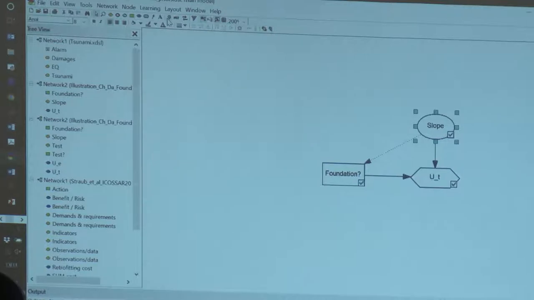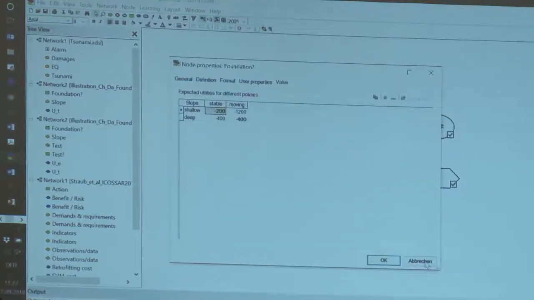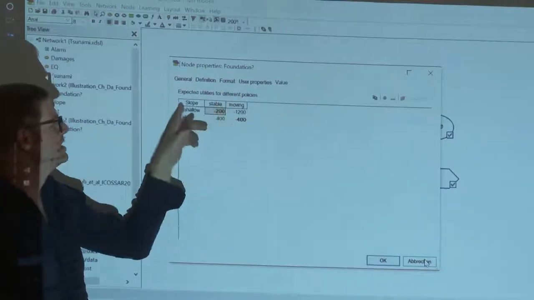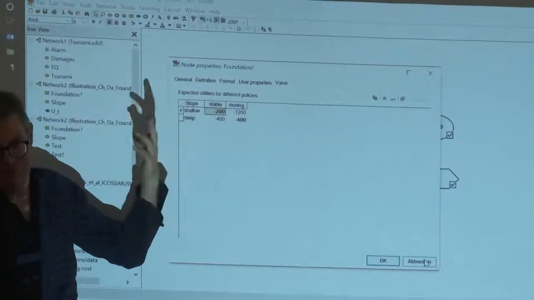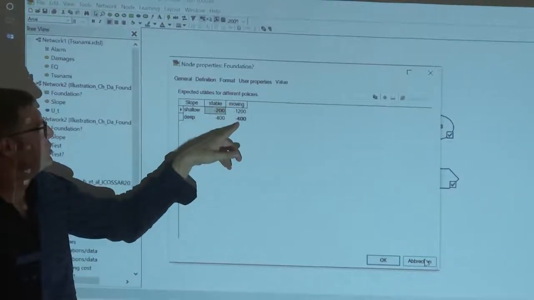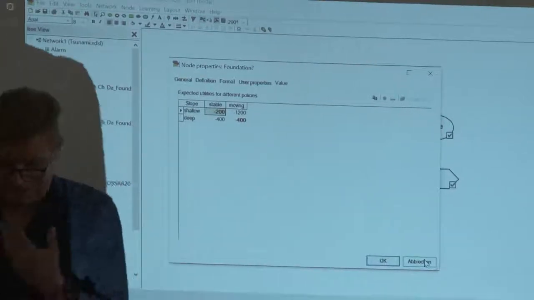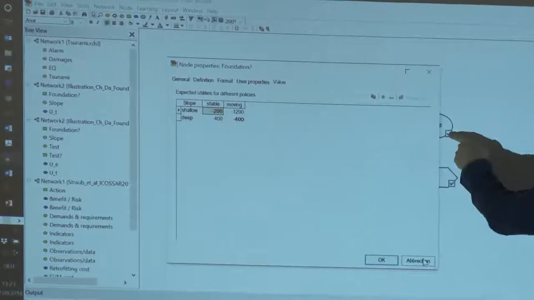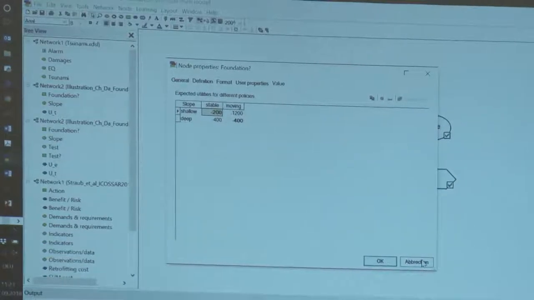The problem is that Genie itself does not directly give us the answer here. It tells us that if we observe, or if we know, that the slope is stable, we should choose the shallow foundation, which obviously we will also know ourselves. And if it's moving, we should choose the deep foundation. We have to do the calculations by hand, but it's not a very difficult calculation, because we also know that the probability of having a stable slope is 0.7.